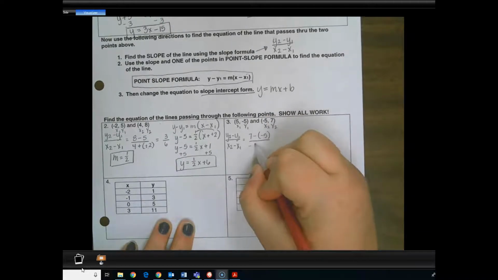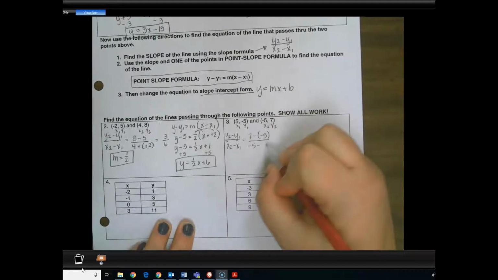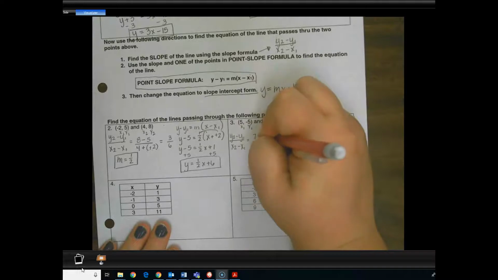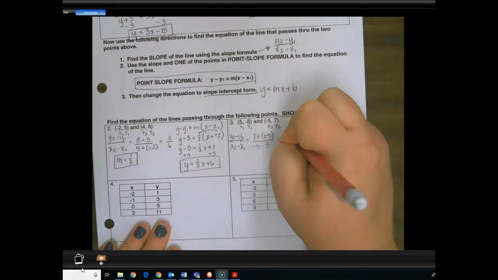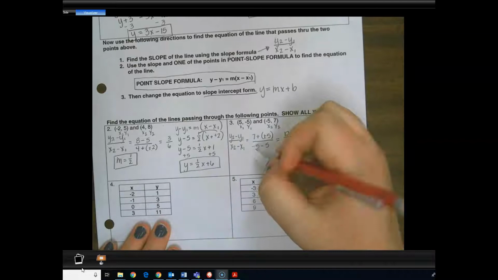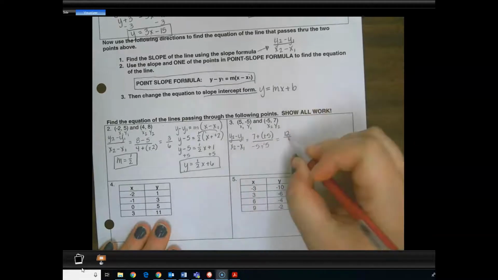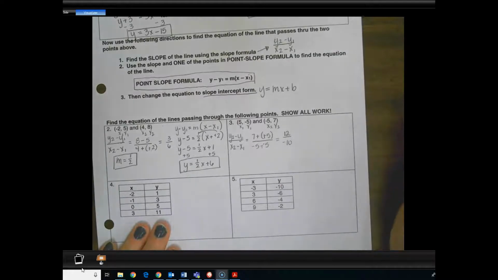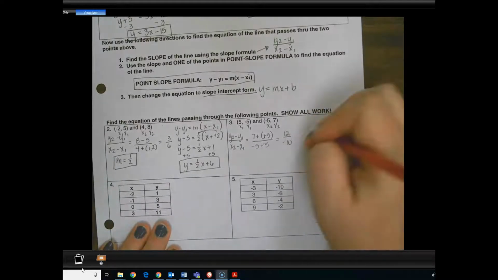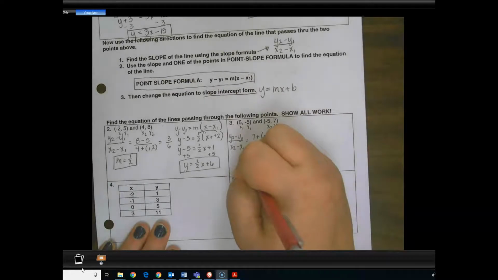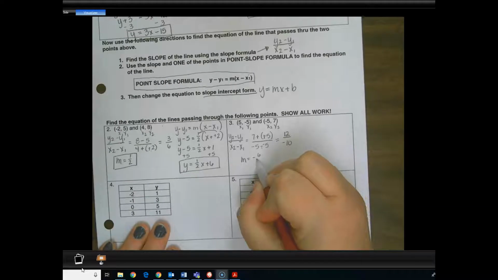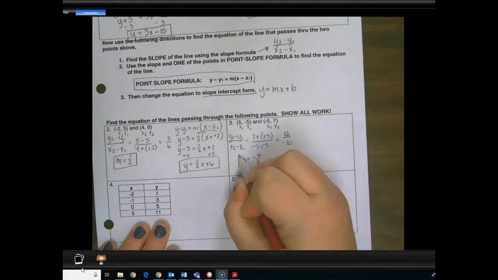x2 is negative 5 minus my y1, which is 5. Add a line, change a sign. I get 12. Add a line, change a sign down here, and I get negative 10. All right. This is going to simplify to negative 6/5. If you want to change it to its decimal form, that's fine too.